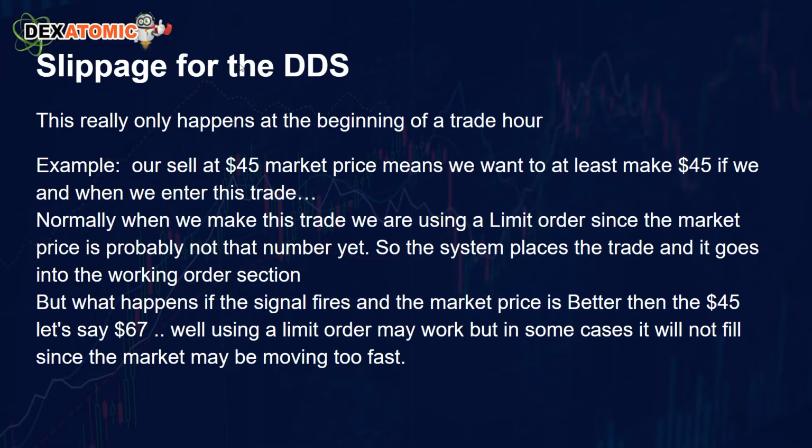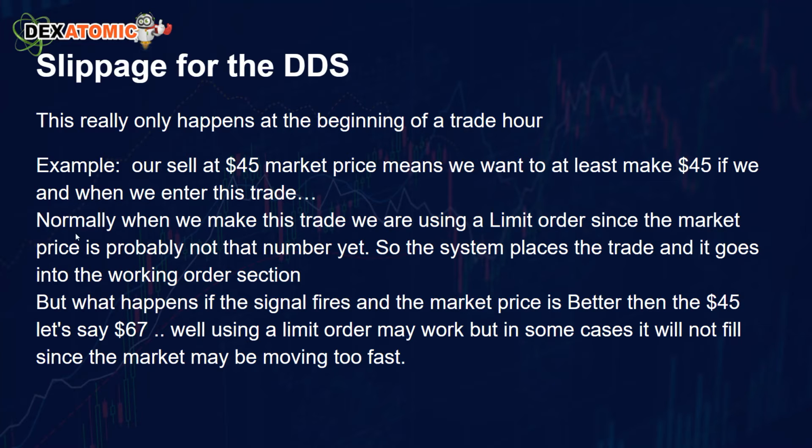Now, slippage for our DEX delta signals is a little bit different. This really only happens at the beginning of the trade hour. We're going to make an example here. We're going to use a sell. We're going to use it at $45 market price, which means that we want to at least make $45 in profit. On the sell side, whatever number you're putting in is the profit side you want to do. When you're doing a buy side, that would be the opposite of this. If you want to make $45, you would put 55 on the other side.